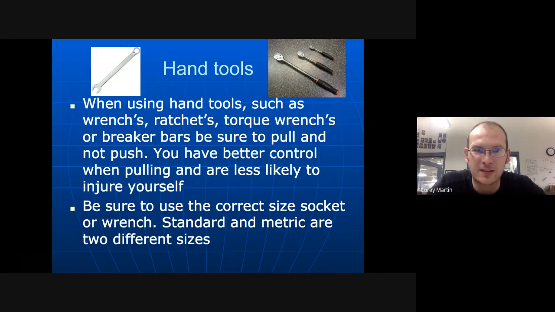Be sure to use the correct size socket or wrench. Standard and metric are two different sizes, so that is something that happens quite often. Students will be trying to break a bolt loose, and they'll be on, just use a lug nut, for example. Most lug nuts on modern cars are either a 19 or a 21. So if you put a 22 millimeter socket on a 21 millimeter lug nut, it will fit, but a lot of times it will start to round or strip it off.